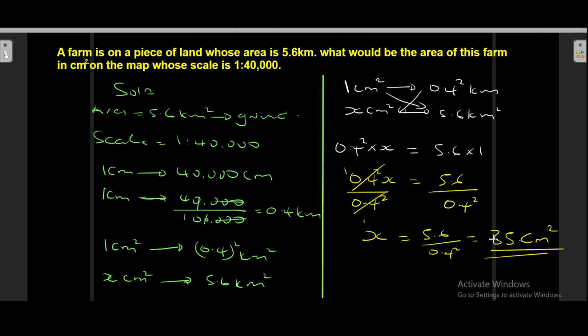Therefore, our area, based on the information given to us, on map is going to be 35 centimeters squared, whereas on ground it's going to be 5.6 kilometers squared. That's how we could answer such a question.